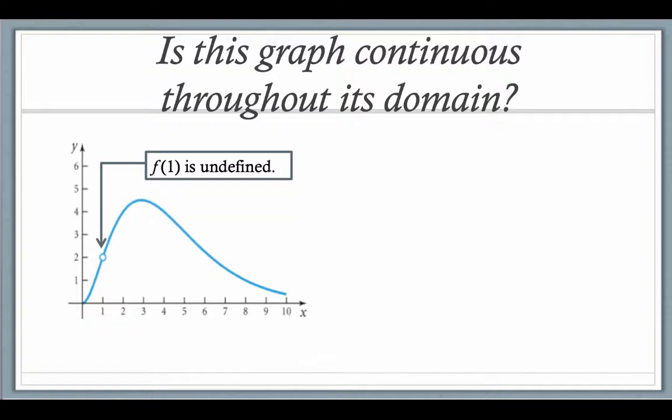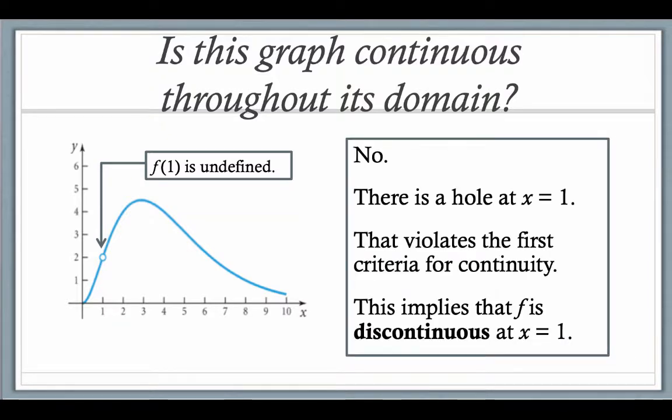So we notice right away that f of 1 is undefined. There's a hole at that point, so there's no function value there. Because there's no function value there, it violates that first criteria for continuity, which implies that f is discontinuous at x equals 1.